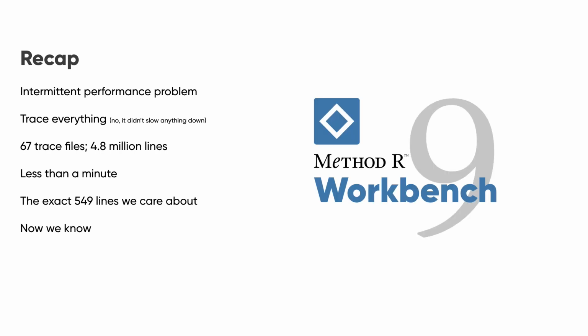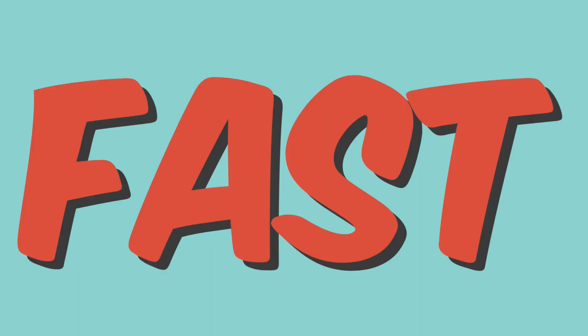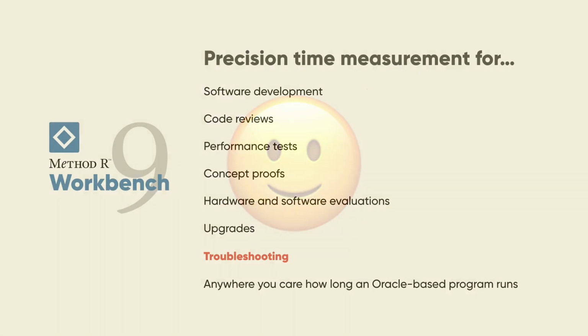With Method R Workbench, I can filter through huge volumes of richly detailed data to see performance the way the business wants to see it. And I can do it fast. The story I've told today is about solving a performance problem, but people use our Workbench for lots more than just troubleshooting. Method R Workbench is high-precision time measurement software that helps you in every phase of the software development lifecycle.